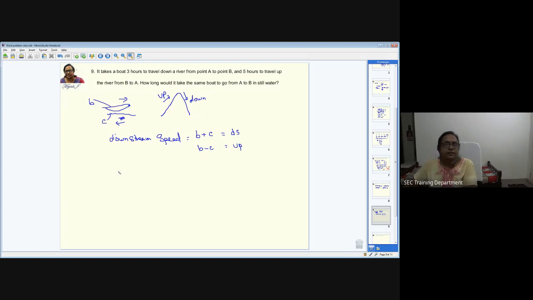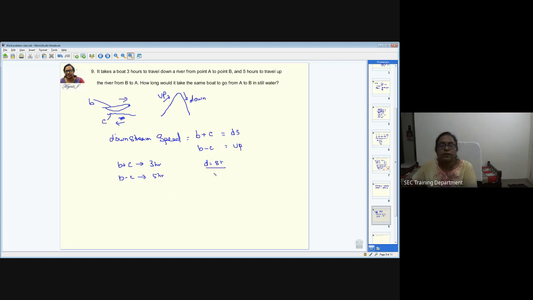And here it's given that it takes 3 hours to travel down a river. So you know that down a river is nothing but B plus C. The time taken is 3 hours from point A to B. And 5 hours up the river. Up the river is upstream speed. So B minus C, it takes 5 hours. Remember, this is only hours, so we can't just say equal to this. So what you can do is, distance is equal to speed into time.